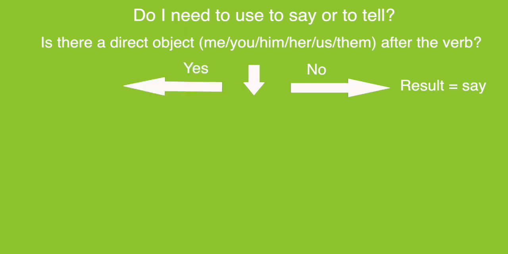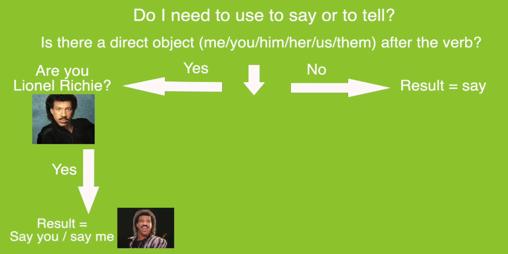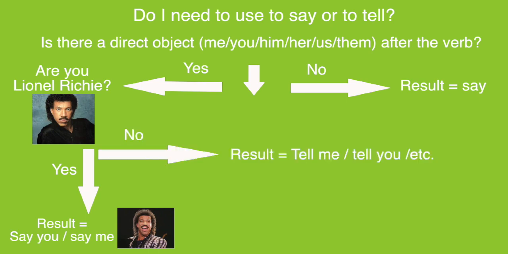But if the answer is yes, there is a direct object after the verb, you then need to ask yourself a very important question: are you Lionel Richie? If the answer to that question is yes, then it's acceptable for you to say you, say me, like his famous song. But if the answer is no, and you are not Lionel Richie, you have to use the verb to tell. Okay, my boss told me to do it. Okay, so next time when you're speaking and you hear yourself say, my boss said me, think, Lionel Richie. I'm not Lionel Richie. I can't say that, it's not correct.